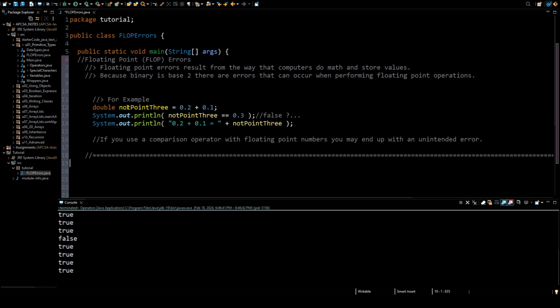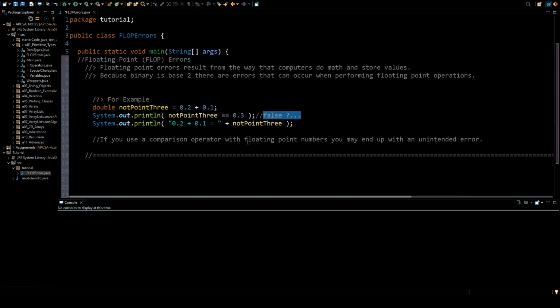Here we have a double called 0.3, which is the sum of 0.2 and 0.1. And we're checking if System.out.print of 0.3 equals 0.3. Now our understanding of mathematics will tell us that 0.2 and 0.1 should result in an answer of 0.3, but we're going to see false in what we're looking at.